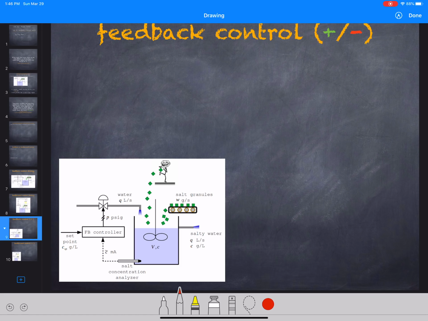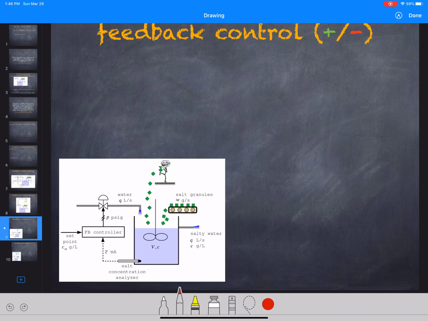Okay, so now let's talk about why you might want to use one over another. So we'll talk about the pros and cons of a feedback and feed-forward control strategy. So let's start first with the feedback control.